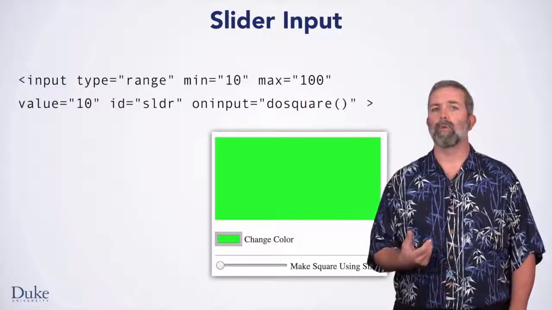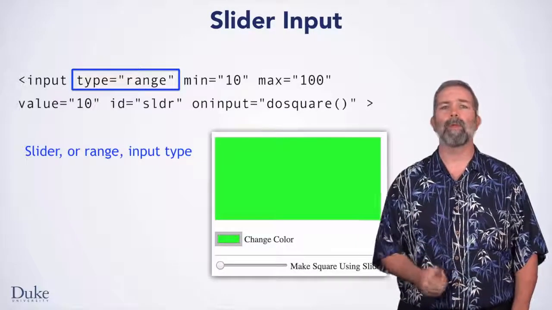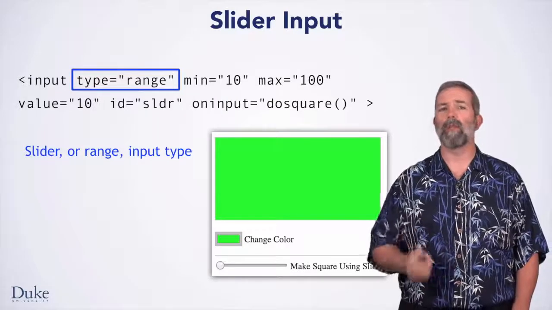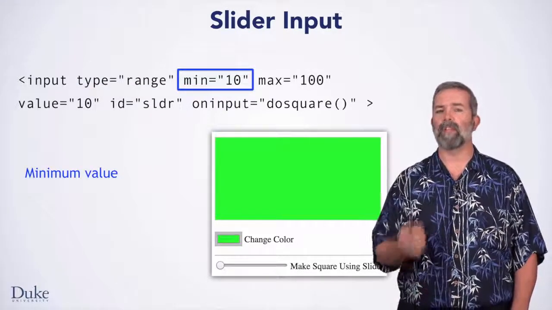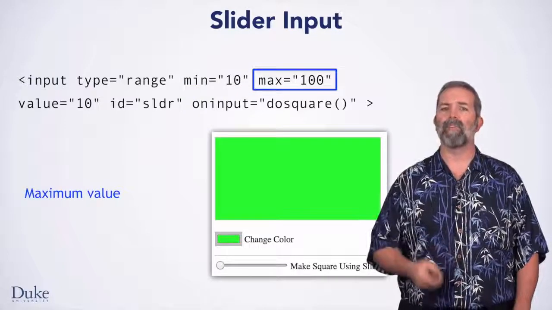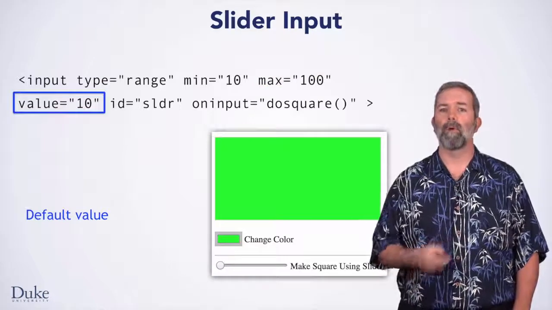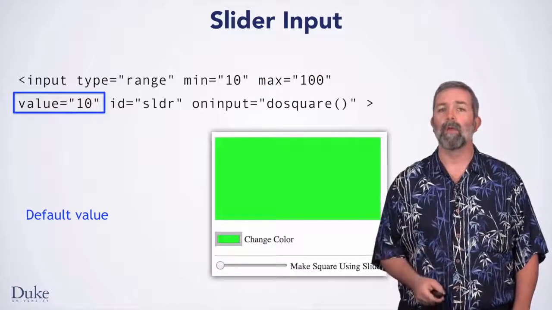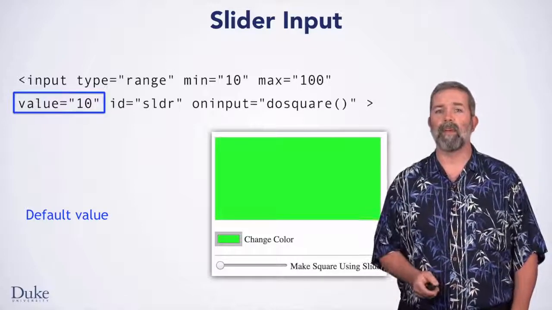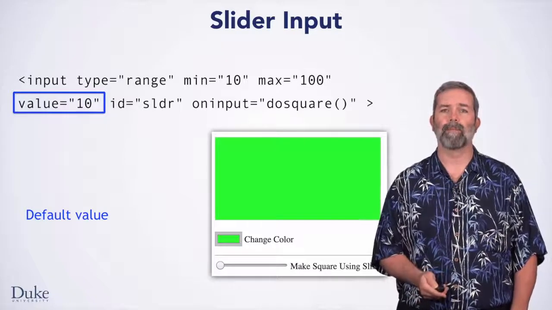The HTML to create this slider has an input type of range with 3 parameters you specify when creating the HTML element. The minimum value of the range, here that's 10. The maximum value of the range, here that's 100. And the current value when the slider is first rendered in a web page. Here that's 10, which happens to be the minimum value. So the slider will be first rendered all the way to the left.